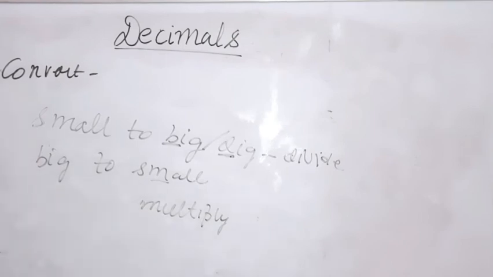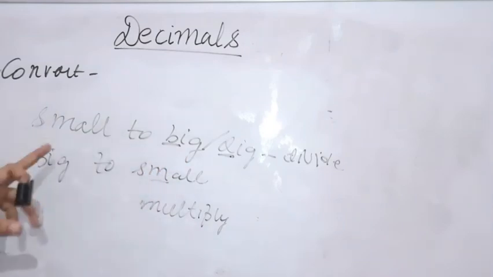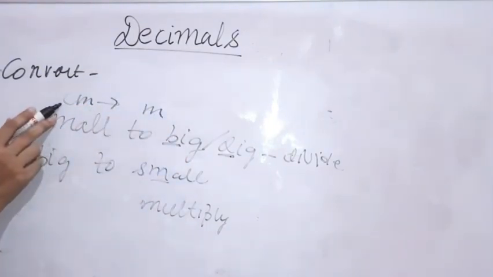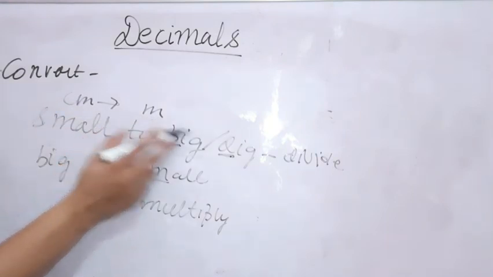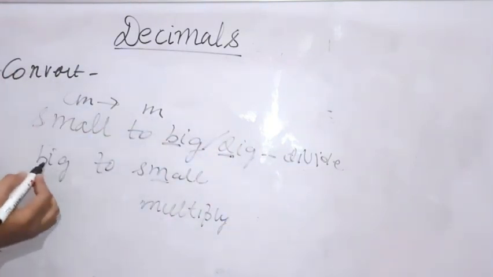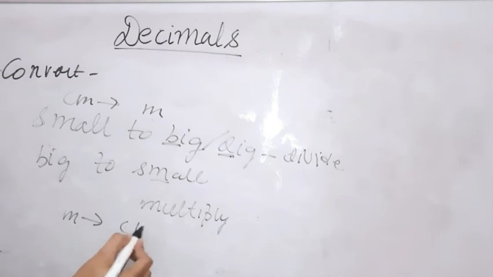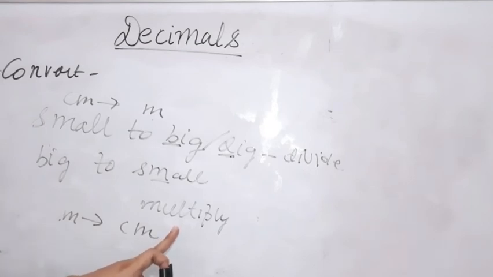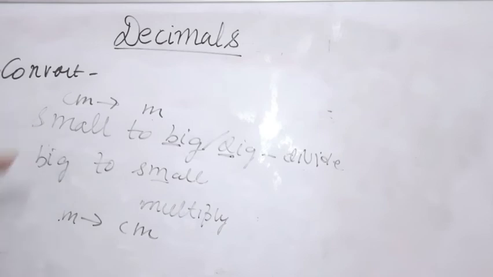So whenever we are changing a smaller unit to a bigger unit, for example centimeter to meter, centimeter is smaller, meter is a bigger unit, you have to divide. But if you are changing meter to centimeter, meter is a bigger unit, centimeter is smaller unit, then you have to multiply. If you remember this, you are not going to do any question wrong in this case.